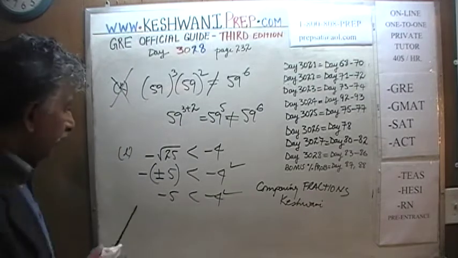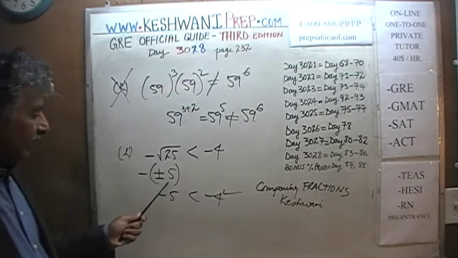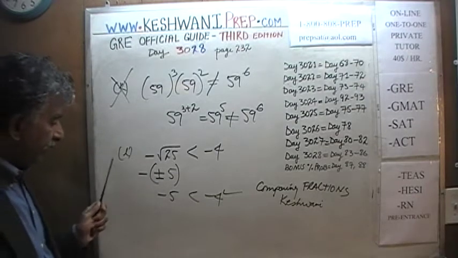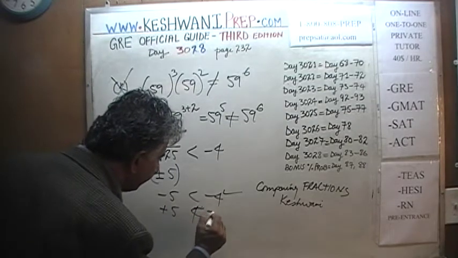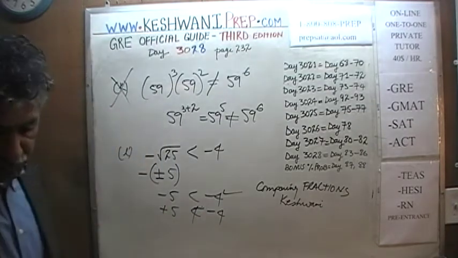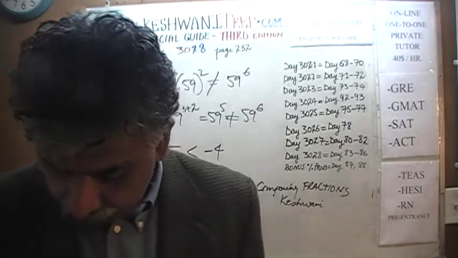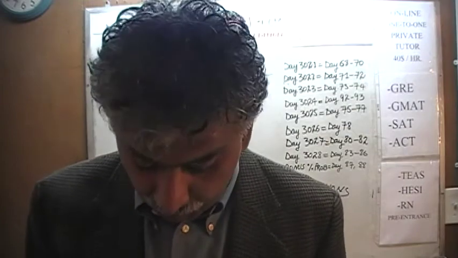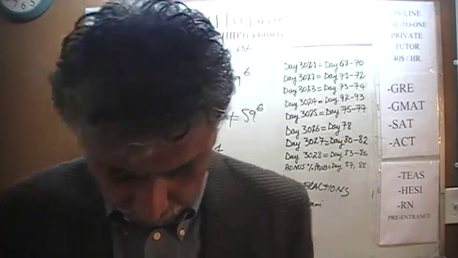But if it turns out that we're dealing with a negative root, then square root of 25 is also negative 5. A negative and a negative will become positive 5, in which case it is not true. It depends on which root they're talking about. They don't make it very clear. But in the answer choices, for some reason, they are very sure that they're dealing with the positive root. But there is no reason why it cannot be the negative root.